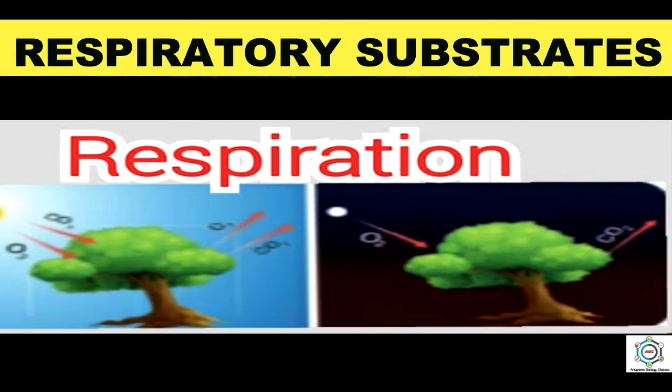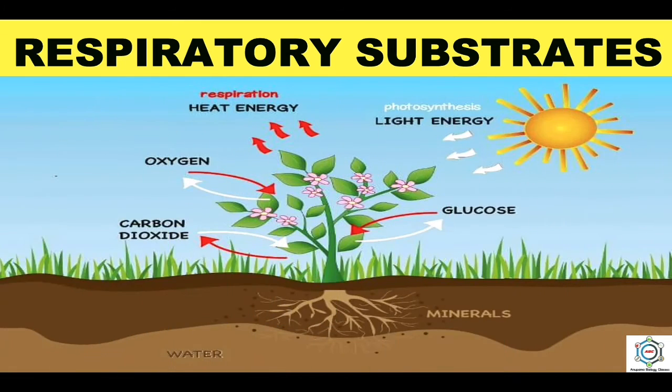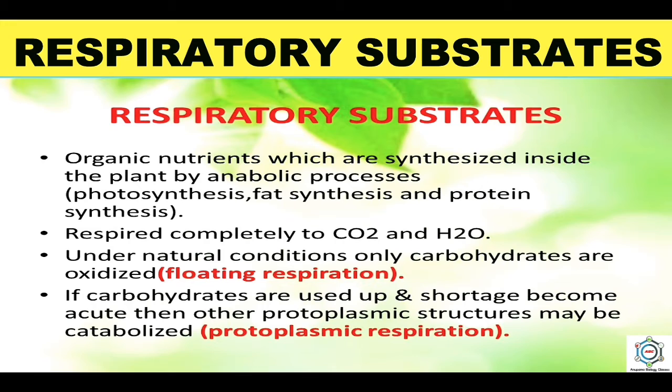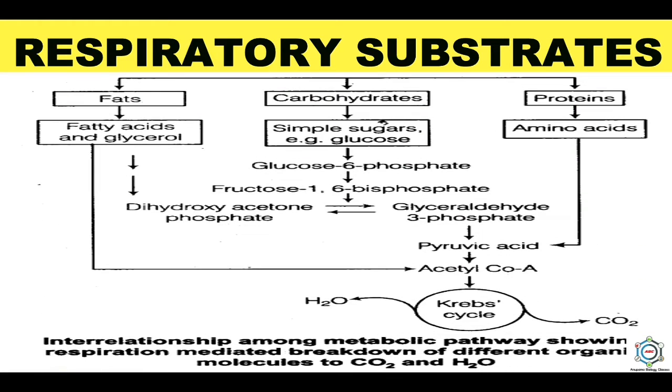While if the carbohydrates are used up and their storage becomes acute, other protoplasmic substrates may also be catabolized, and this is termed protoplasmic respiration. Now, if we talk about the respiratory substrates, organic nutrients which are synthesized inside the plants by the anabolic process, respired completely to carbon dioxide and water, under natural conditions only carbohydrates are oxidized in case of floating respiration. And if carbohydrates are used up and shortage becomes acute, then other protoplasmic structures may be catabolized. This is known as protoplasmic respiration.